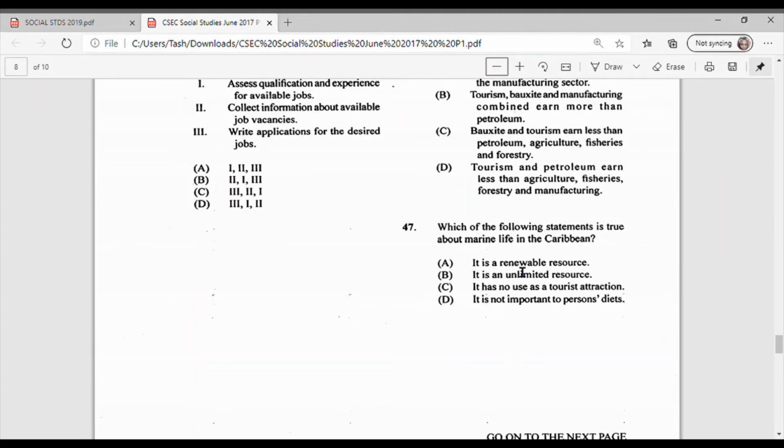47. Which of the following statements is true about marine life in the Caribbean? So it is a renewable resource. That is true. It is an unlimited resource. That is not true. So even though it is renewable and it can be renewed, it is not unlimited. It can actually dwindle. It can finish to an extent. You cannot have enough for you to actually take from the marine life. So your answer for that one would have been letter A. It is a renewable resource.